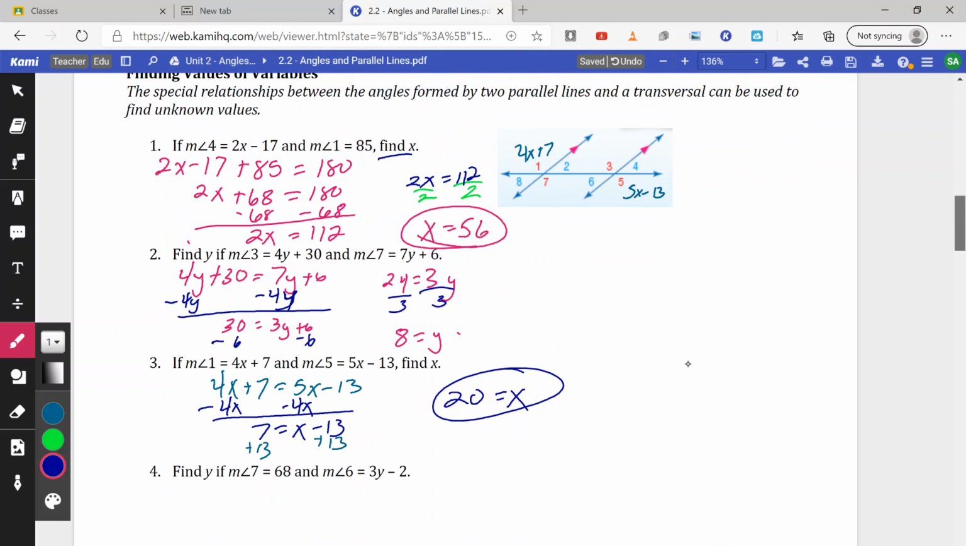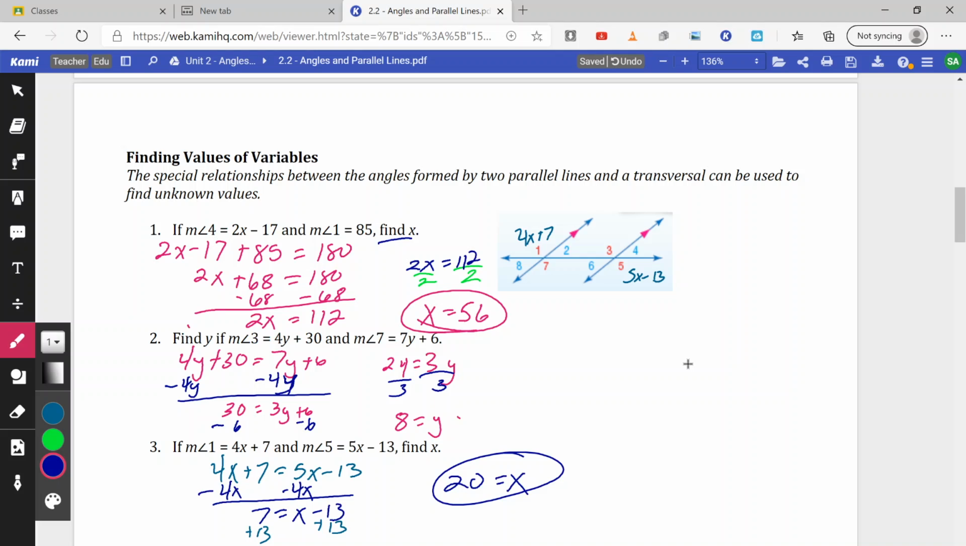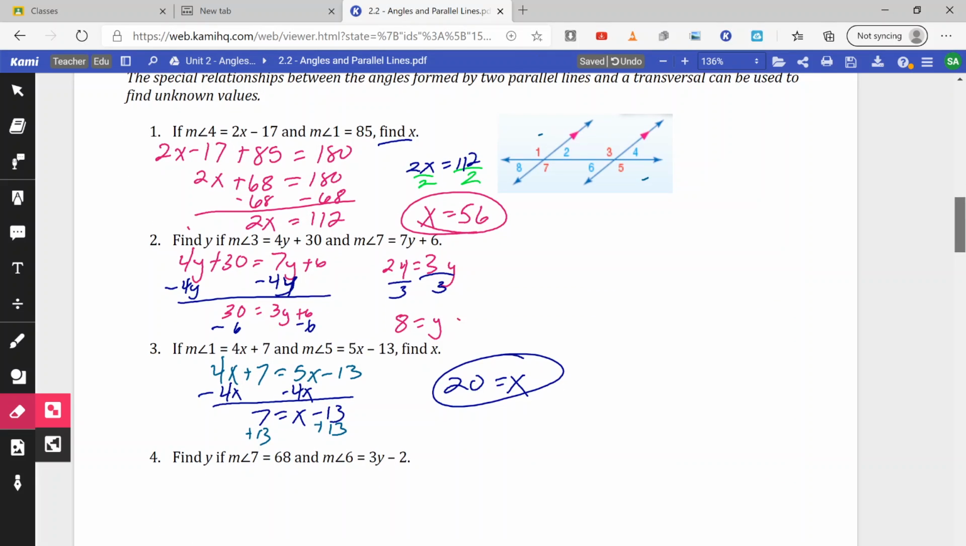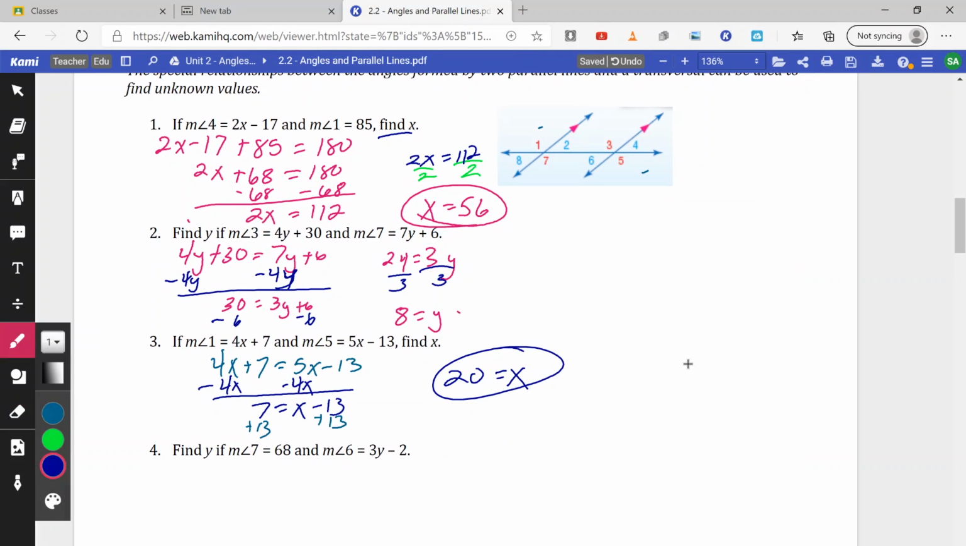And then our last problem here, find y if angle 7 is 68 and angle 6 is 3y minus 2. So if we label 7 and 6, 7 is 68, 6 is 3y minus 2. So again, what we want to do is take a look at the relationship. Color coding tells me they are not the same, which means they're going to be supplementary, adding to 180 degrees. But what is the relationship between the two?